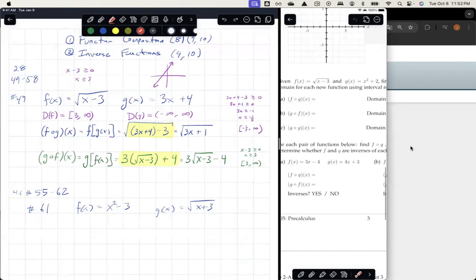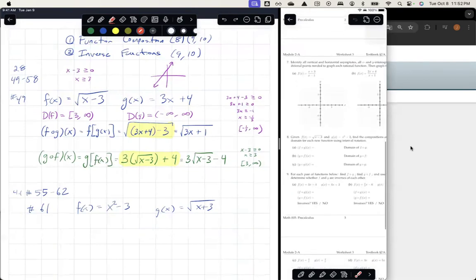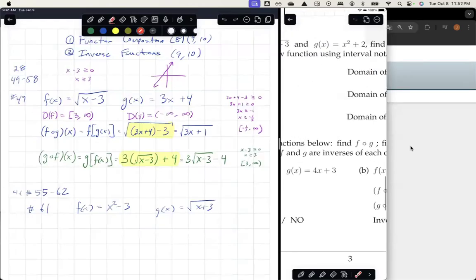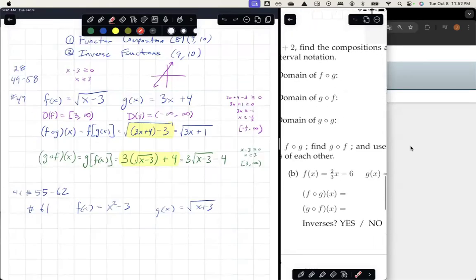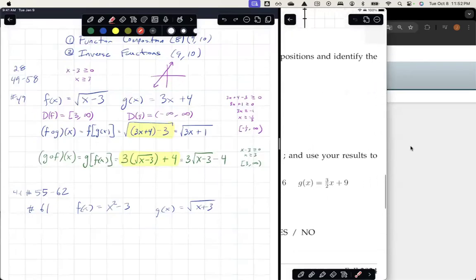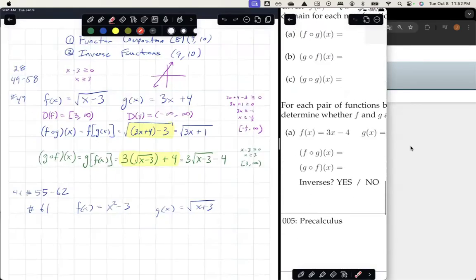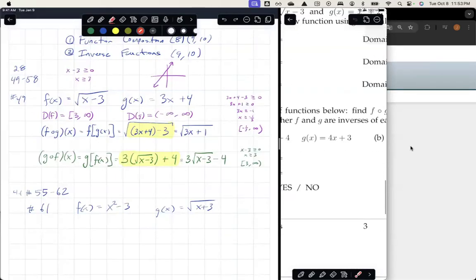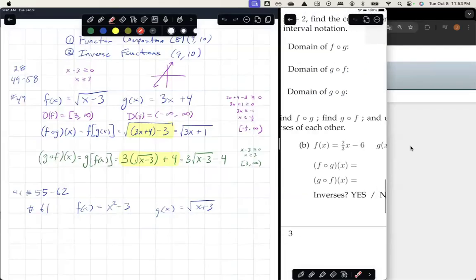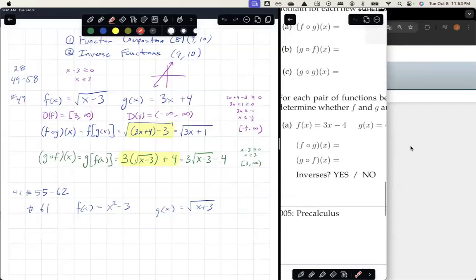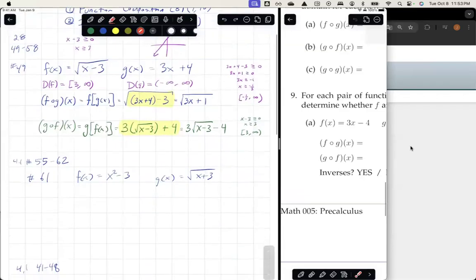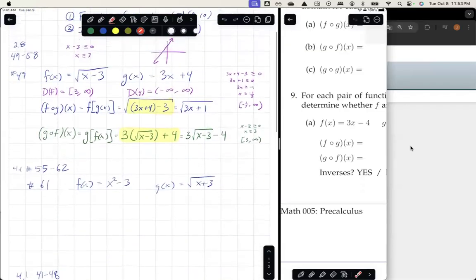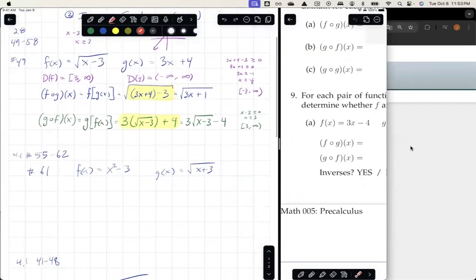Okay, so problem number 9 then says, for each pair of functions below, find f of g and g of f, and use your results to determine whether f and g are inverses of each other. Okay, so let's go ahead and take a look at these two functions from problem number 61 in section 4.1 of our textbook.